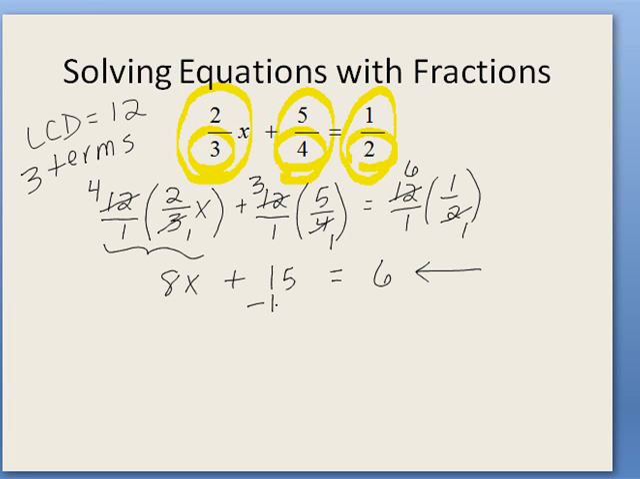So now to continue solving, I just need to subtract the 15 from both sides. Now the 15s are gone. On the left I just have 8x. On the right I'll have a -9. Continue solving by dividing both sides by 8, and that gives me a solution of -9/8. Let's move on to the next step.